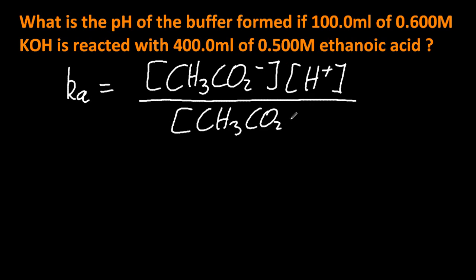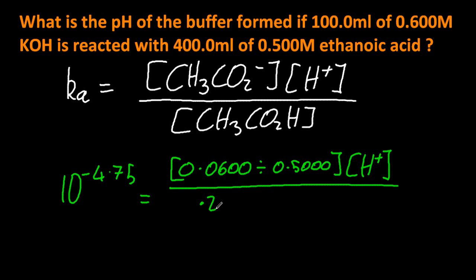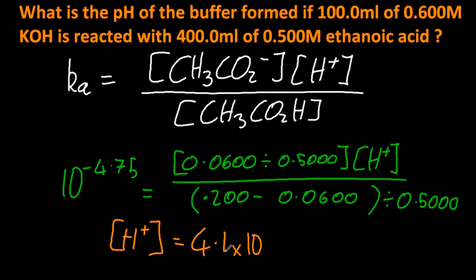So let's write this out again, just make it a bit tidier. So pKa turned into Ka. Not forgetting to turn it into a concentration. Lovely. That leaves us with a concentration of H plus of 4.1 times 10 to the minus 5. pH is negative log H plus. Okay, so the pH is 4.4. No units.